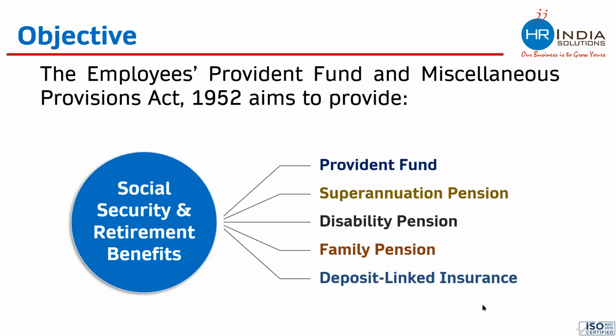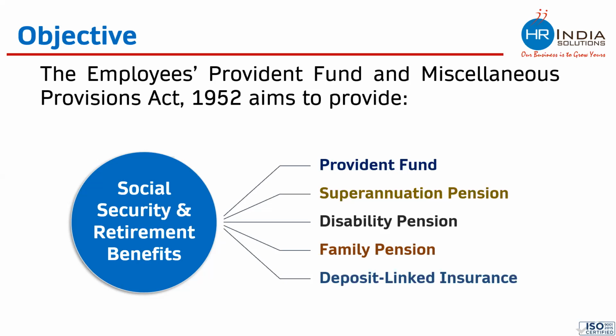This family pension and employee deposit linked insurance become active only in the case of death of the member, death of the employee. If the employee dies, then the EPFO extends help to their family in the form of family pension, and they provide insurance under employee deposit linked insurance. So overall, everything the Employees Provident Fund is providing relates to social security or retirement benefit, right? Provident fund, superannuation pension, disability pension, family pension, and deposit linked insurance, right? So this is the main reason, and this act provides these many benefits.